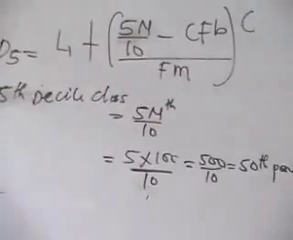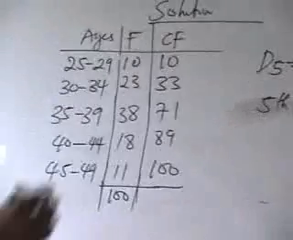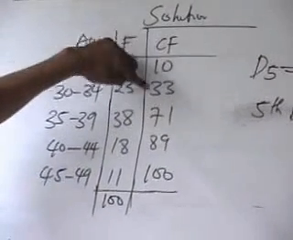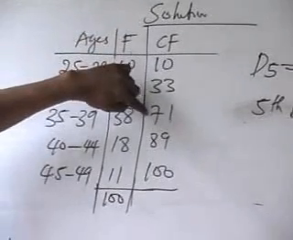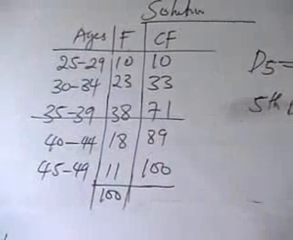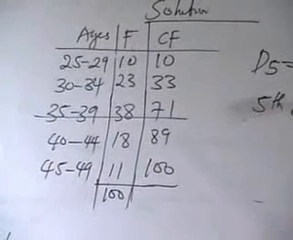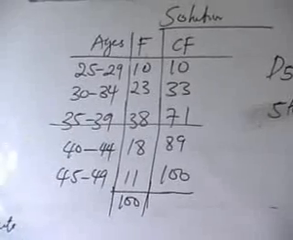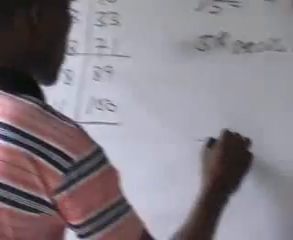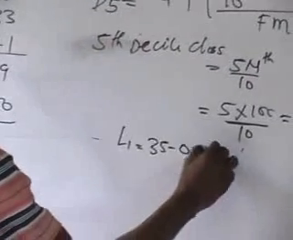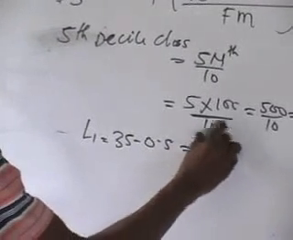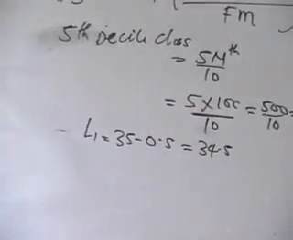So we now come back here and see what is the first number to be up to 50. This is not up to 50, this is not up to 50, but this one is up to 50. So this is now our class, our fifth decile class. So what's our L1? Our L1 equals 35 minus 0.5, which is 34.5. Are we together? That's the first one.